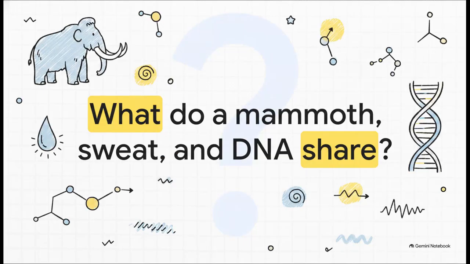So to kick things off, think about this. What in the world do an 11,000-year-old pygmy mammoth, a single drop of human sweat, and the DNA inside your very cells actually have in common? Well, it's pretty amazing to realize that everything in the universe, from extinct mammals to your own genetics, is bound by the exact same chemical rules. Whether you're looking at a living, breathing organism or just a rock on the ground, the fundamental laws of chemistry and physics are calling the shots.